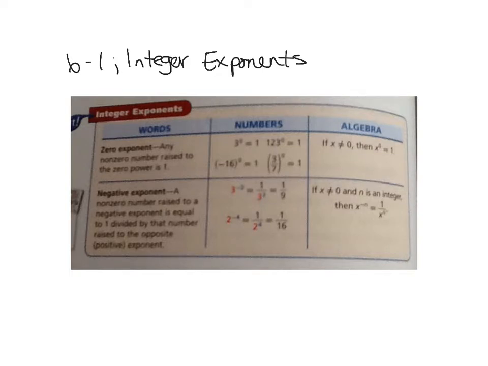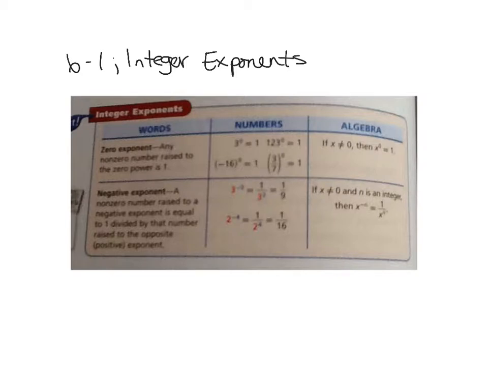Okay, so today we're learning about integer exponents, which you already have some experience with. These two rules should already be in your notes. Zero exponent: any term raised to the power of 0 is 1. And the negative exponent: to make it positive, we put it in its opposite spot.